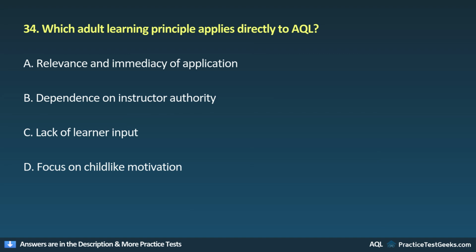34. Which adult learning principle applies directly to AQL? A. Relevance and immediacy of application. B. Dependence on instructor authority. C. Lack of learner input. D. Focus on childlike motivation.